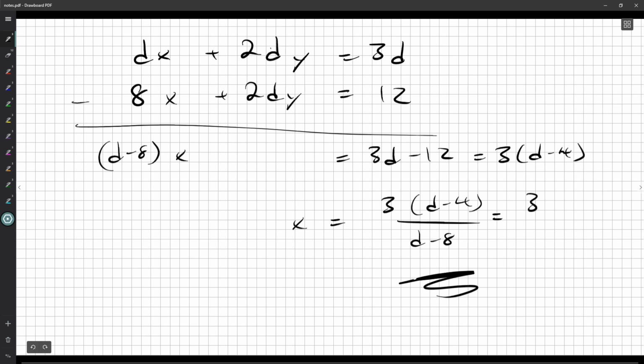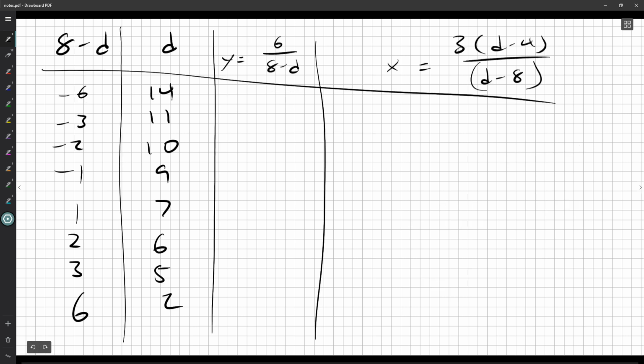Just multiply top and bottom by -1. So it's the same 8 minus d as before. So -1, -2, -3, -6, 6, 3, 2, 1. So this gives me my nice y values. And then the real test is x an integer. So d minus 4, or sorry, 4 minus d over 8 minus d, because we just switched that around, didn't we?